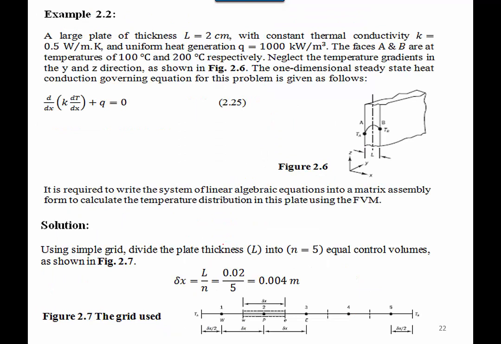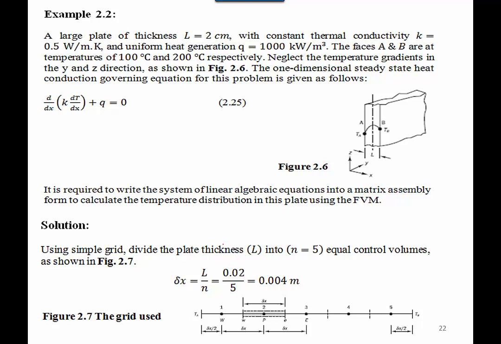We have another example here, example 2.2, which is a large slab of thickness 2 cm, L equals 2 centimeters, with a constant thermal conductivity K, which is 0.5 watt per meter Kelvin, and a uniform heat generation term q equals 1000 kilowatt per cubic meter. The faces A and B are at constant temperatures of 100 and 200 centigrade respectively. Neglect the temperature gradient in the Y and Z direction. That means it's only a one-dimensional problem, as shown in figure 2.6.